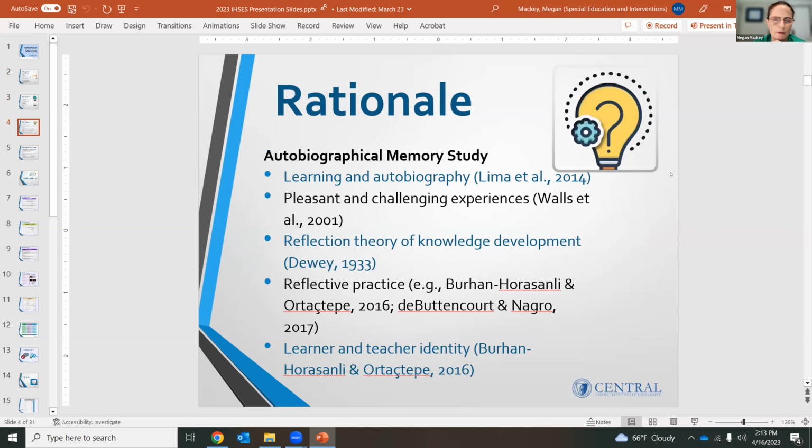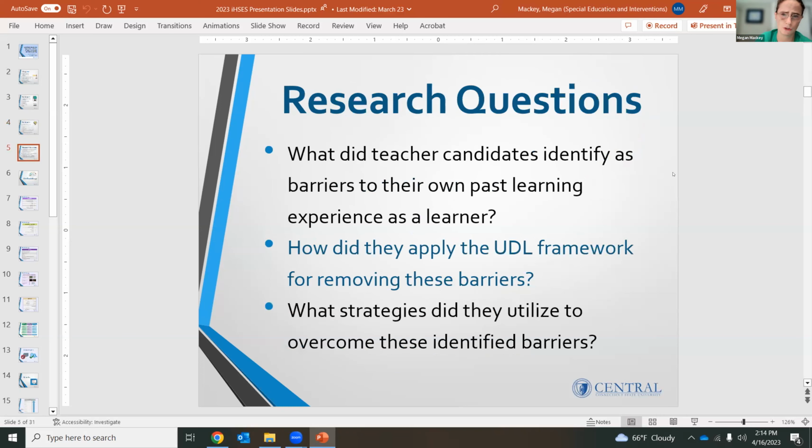Here is a little bit of the background research. Limo took a look at learning and our own autobiographies, our own experiences in learning, and then how we carry those into classrooms as teachers. Students remember the most pleasant and challenging experiences they had. And then John Dewey, a major education scholar, looked at reflection in the theory of how we develop our knowledge and understanding. A number of authors looked at reflective practice, and learner and teacher identity was significant to this study.